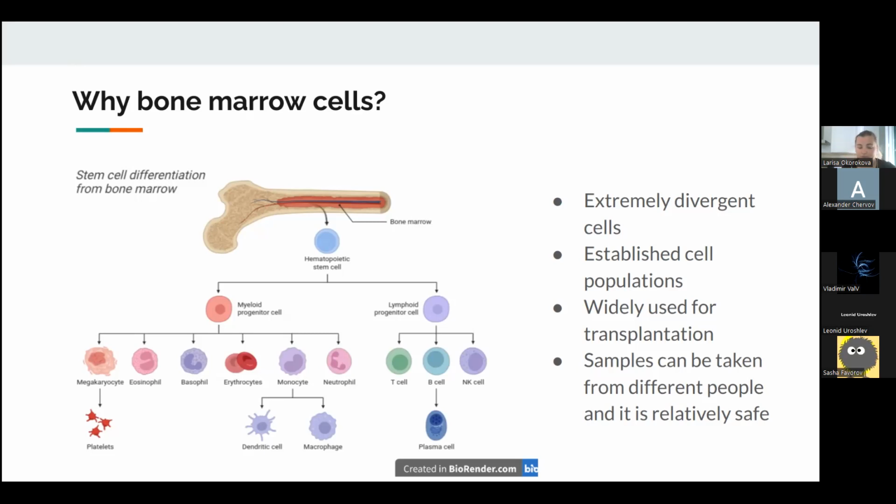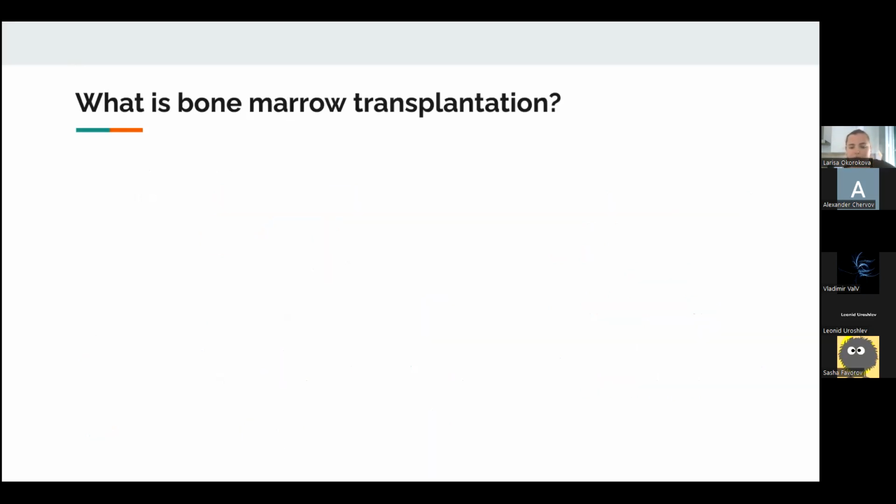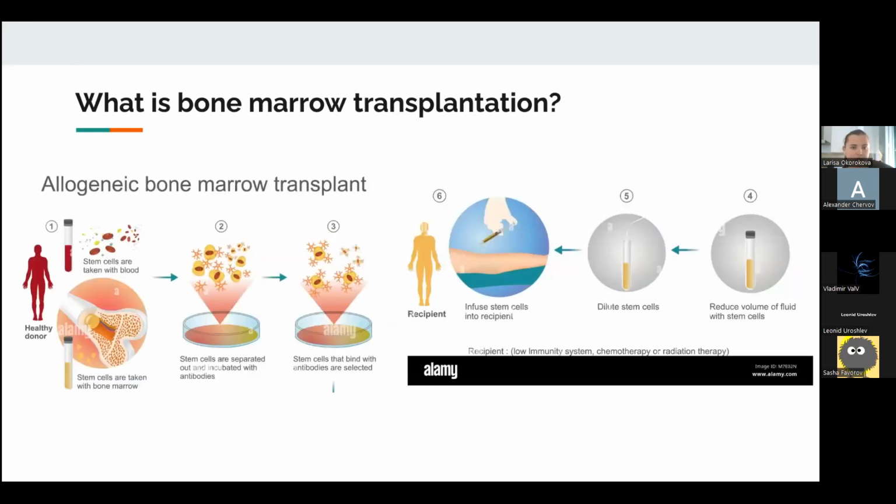The fourth factor that I want to highlight is that the samples can be taken from different people, and it's relatively safe. As I said, whether you're a donor or you just do this for research, it can be done relatively safely.